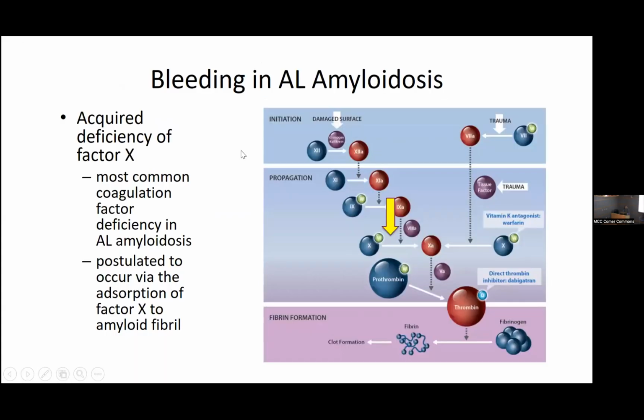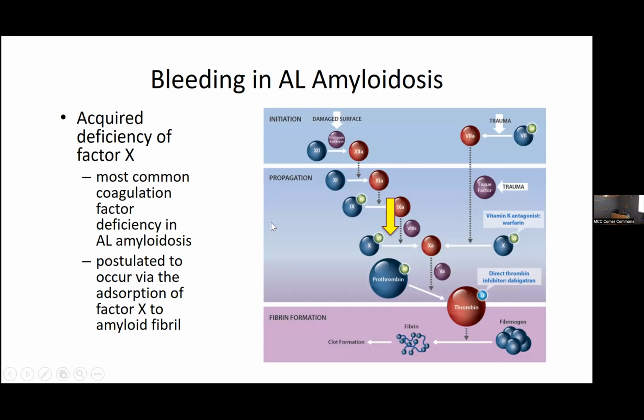Okay, and this is another little pearl that sometimes shows up with amyloidosis, especially in light chain amyloidosis. You get this acquired deficiency in factor 10. So, right, the common pathway prolongation of the PT and PTT. I've actually never seen it.